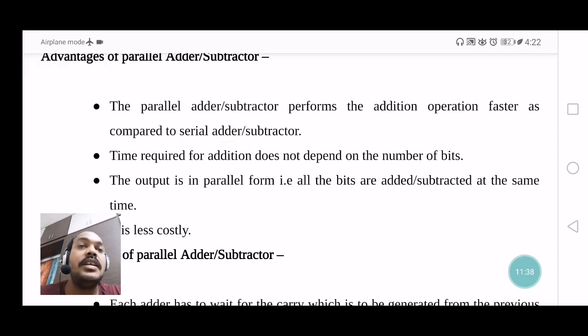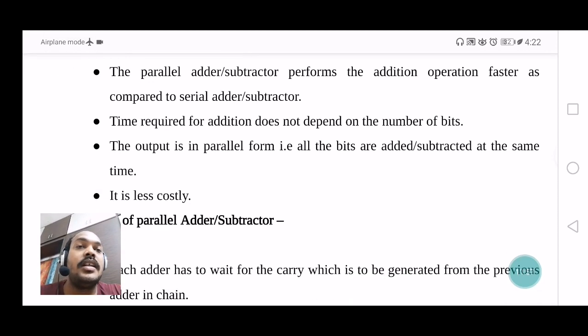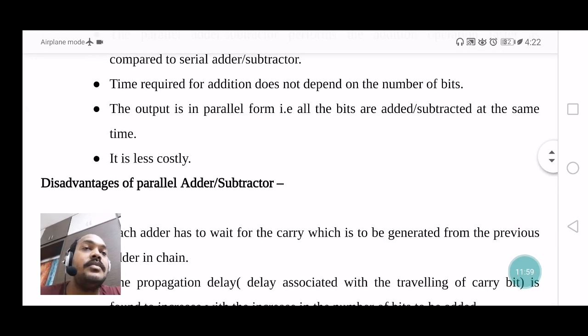Next, the time required for addition does not depend on the number of bits. Either for addition or subtraction, the particular circuit's time does not depend on the number of bits; you can apply any number of bits. Next, the output is in parallel form, that is, all bits are added or subtracted at the same time. And another one is it is less costly.